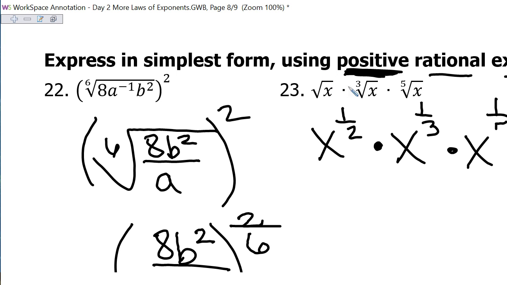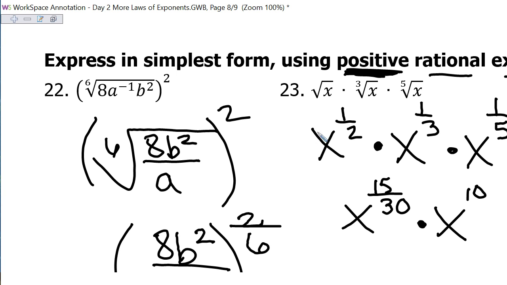Now when I'm multiplying, the bases are the same. What do I do with those exponents? Add them. Can I add those fractions? We have to have a common denominator in order to add fractions. So what would be the common denominator between 2, 3, and 5? 30. So instead of 1/2, that would be 15/30. Instead of 1/3, that would be 10/30. Instead of 1/5, that would be 6/30. I forgot the x, so there it is.